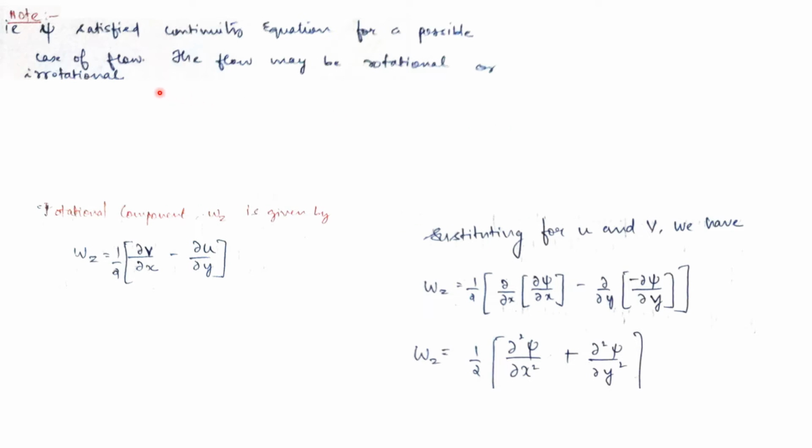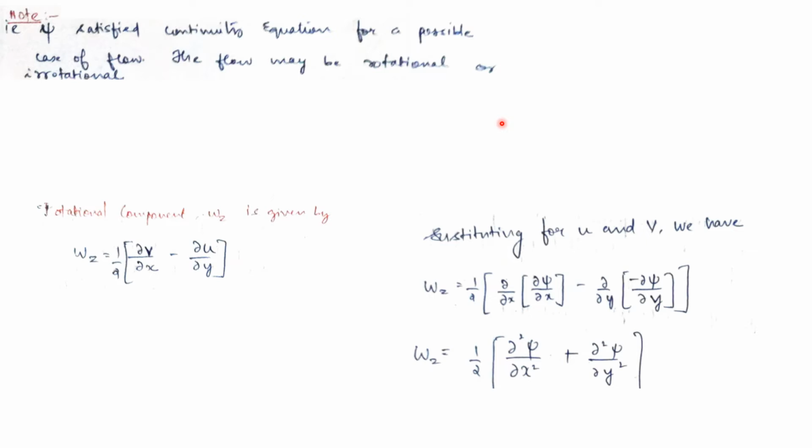If psi is satisfied, that means the stream function satisfies the continuity equation, for a particle in case of flow, the flow can be irrotational or rotational. That is an important term we discussed in the previous class. What is it when the flow is rotational or irrotational? If the equation for psi is satisfied, then it can be a possible case of rotational or irrotational flow.